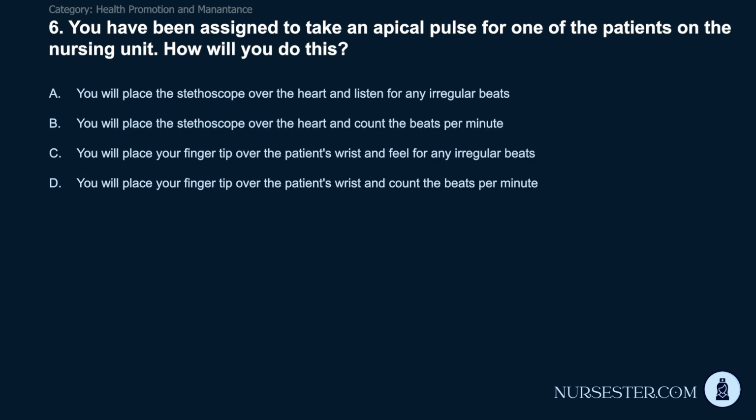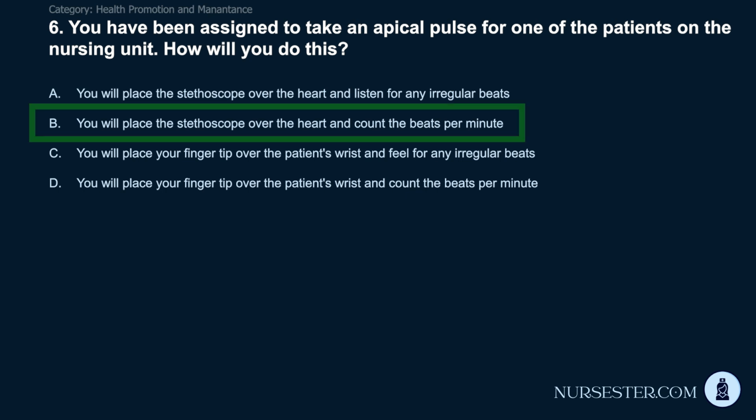6. You have been assigned to take an apical pulse for one of the patients on the nursing unit. How will you do this? A. You will place the stethoscope over the heart and listen for any irregular beats. B. You will place the stethoscope over the heart and count the beats per minute. C. You will place your fingertip over the patient's wrist and feel for any irregular beats. D. You will place your fingertip over the patient's wrist and count the beats per minute.